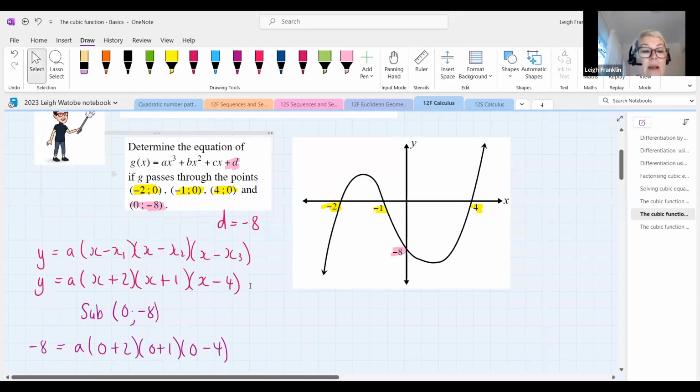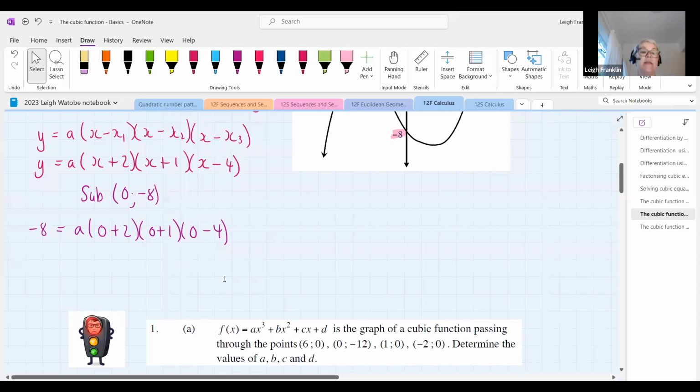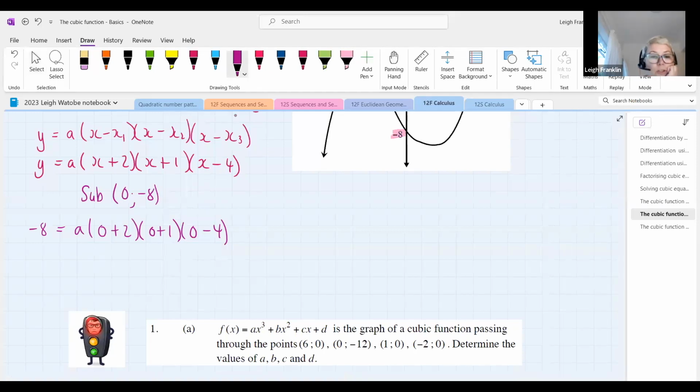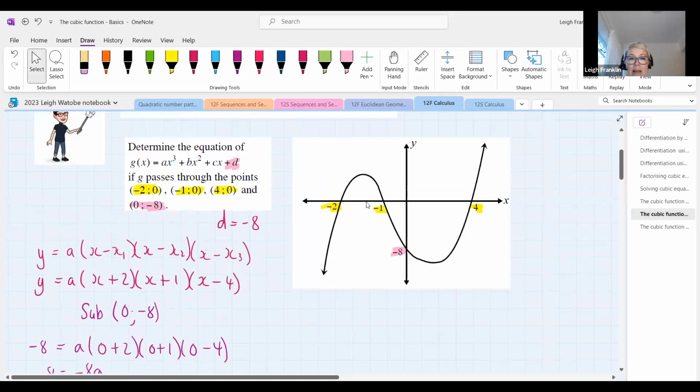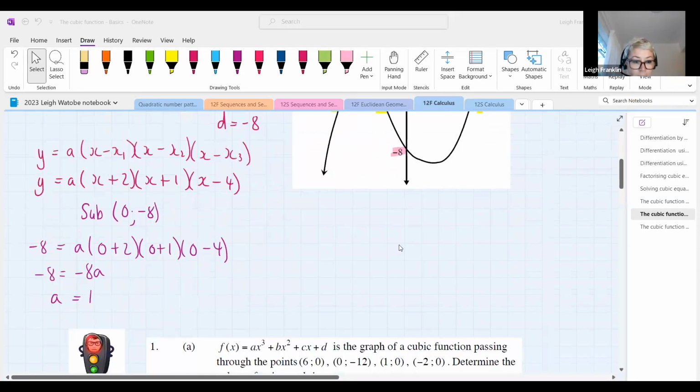Those three brackets are multiplied together to give us the coefficient of a. So in other words, we've got 2 times 1 times -4. That gives us -8 times a equals -8. And when we divide by -8 on both sides, we work out that a was equal to 1. It makes sense because we know that a needs to be positive. The graph is concave down and then concave up. So we were expecting a positive a value irrespective of what it might be.